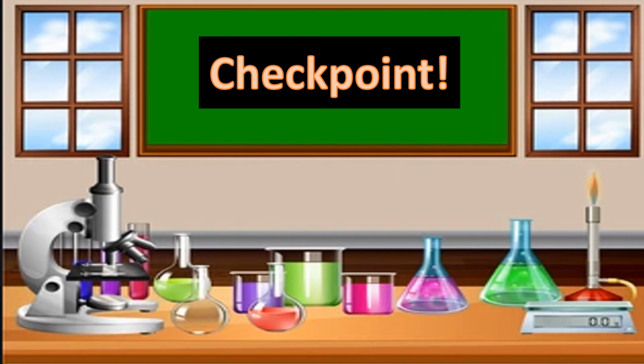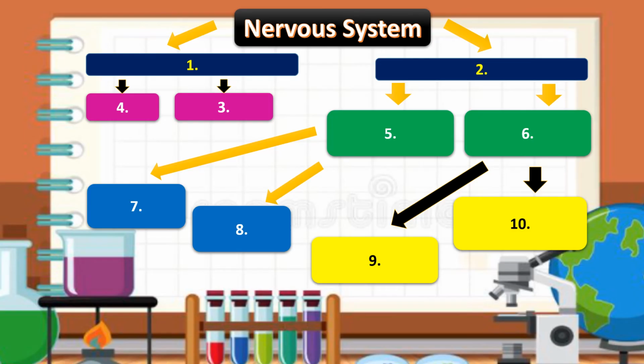Okay, so let's have a checkpoint first for me to know if you understand our lesson. Okay, class, for your checkpoint or quiz, I would like you to complete the following, number 1 until number 10. And then kindly write your answer in the comment section, so that will serve as your attendance. So don't forget to write your name first and then your answer, about the organization of the human nervous system.